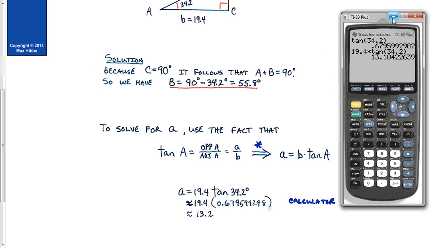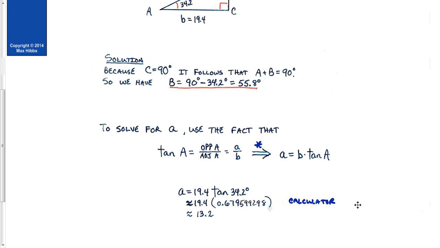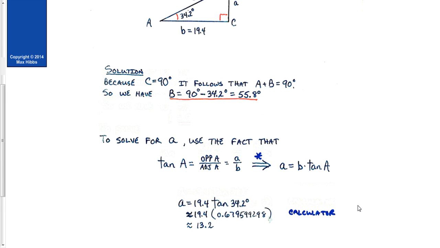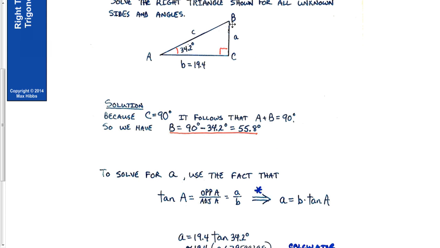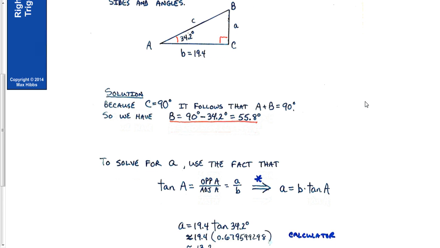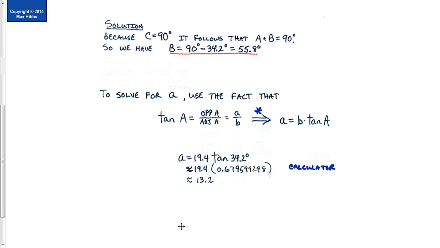Okay, well, let's move on now. What do we know at this point? We needed to find out angle B, and we did that. We needed to find the length of A, and we've done that. And we need to find the length of side C, which is the hypotenuse. So that's the next thing we need to consider.